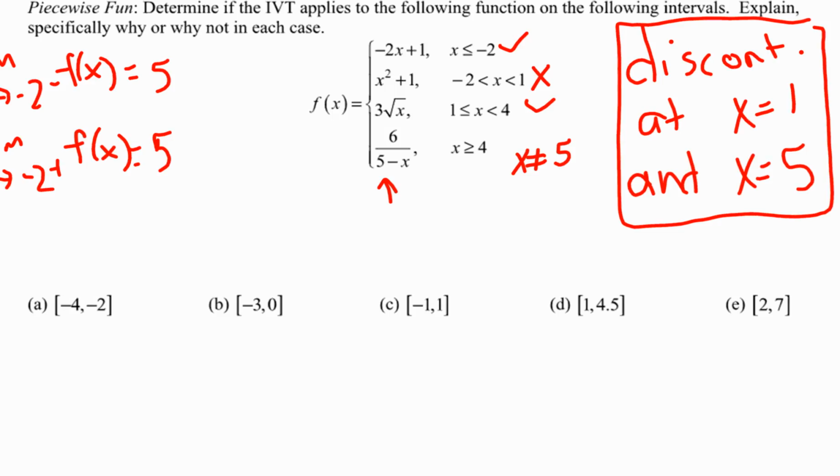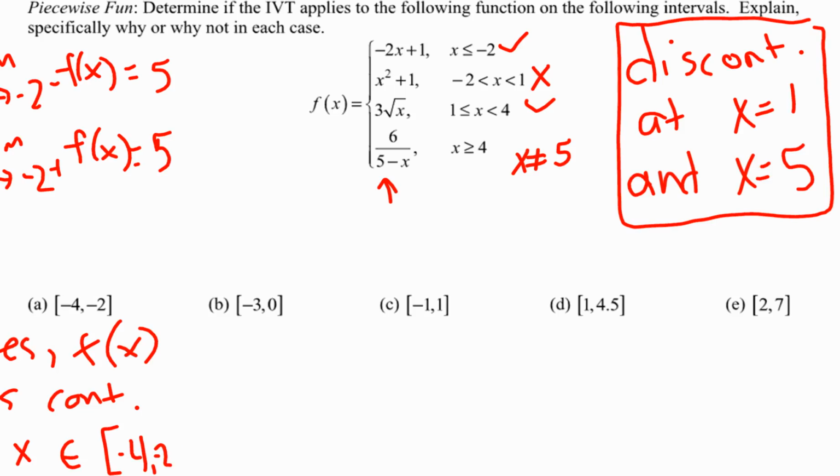So, does the IVT apply from this closed interval, -4 to -2? Explain. So, yes, because f of x is continuous for all the values on that interval. Okay, how about -3 to 0? Same thing, okay? Yes, f of x is continuous for all the x values on -3 to 0.